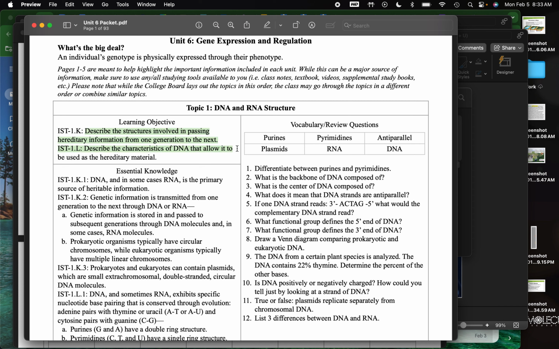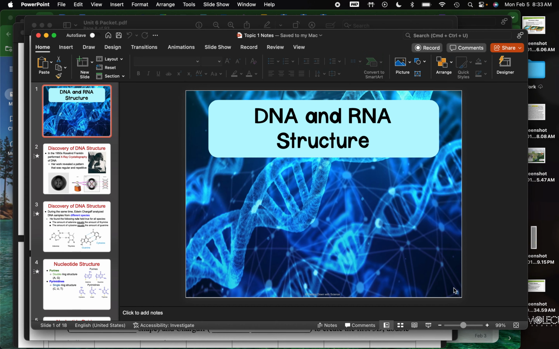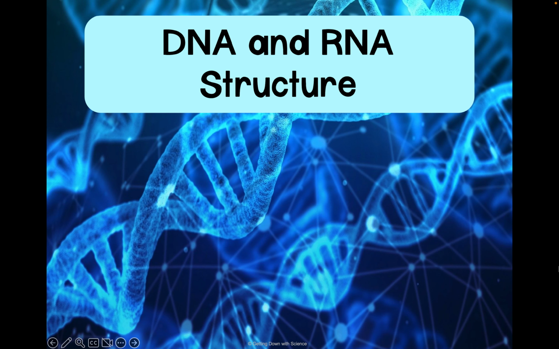Our objectives are to describe the structures involved in passing hereditary information from one generation to the next, and to also describe the characteristics of DNA that allow it to be used as hereditary material. So if we scroll down, you'll see it is a big unit, but we are going to be starting our notes here on page 8. So here we go. DNA and RNA structure.